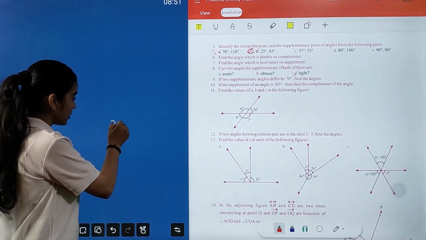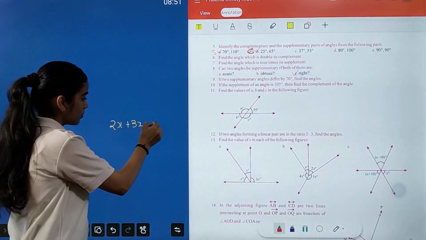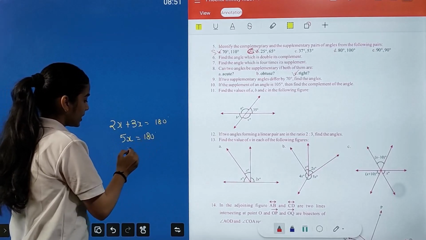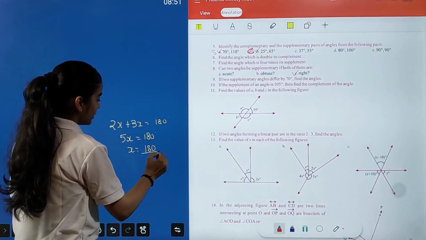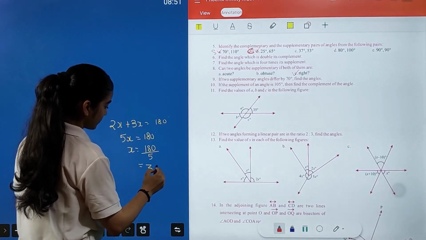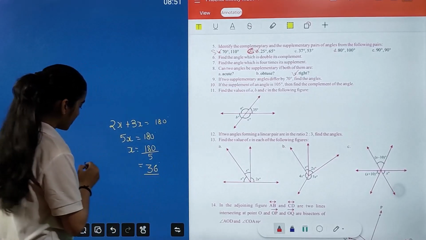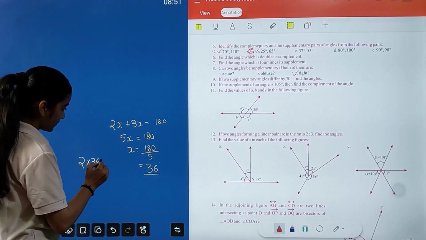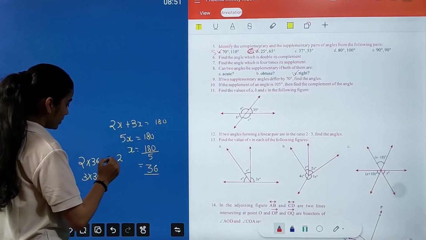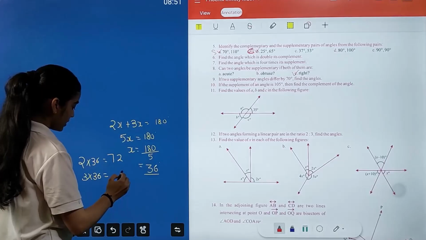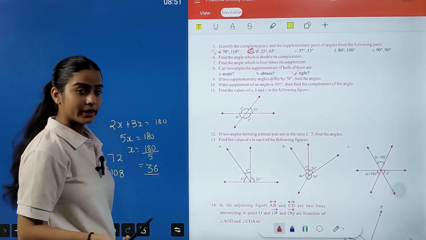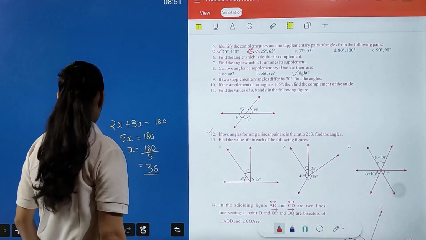So you just have to do 2x plus 3x is equal to 5x, which is equal to 180 degrees. x is equal to 180 divided by 5, so it is equal to 36. It means 2 multiplied by 36 and 3 multiplied by 36. 2 sixes are 12, 72, and 3 sixes are 18, 108. So the sum of 72 and 108 is equal to 180 degrees. Accordingly, you can find your answers.